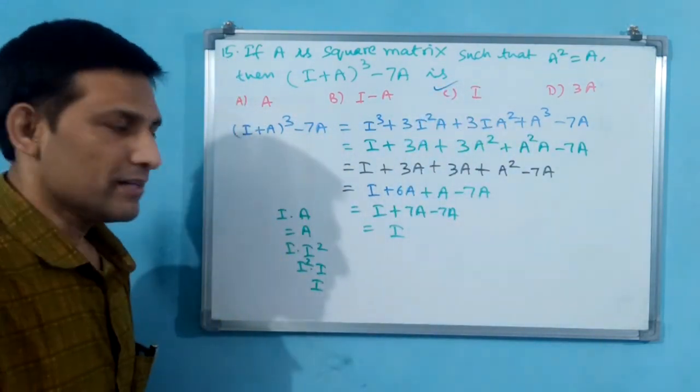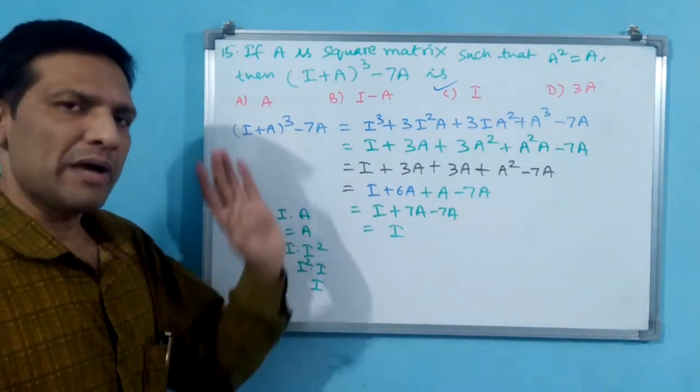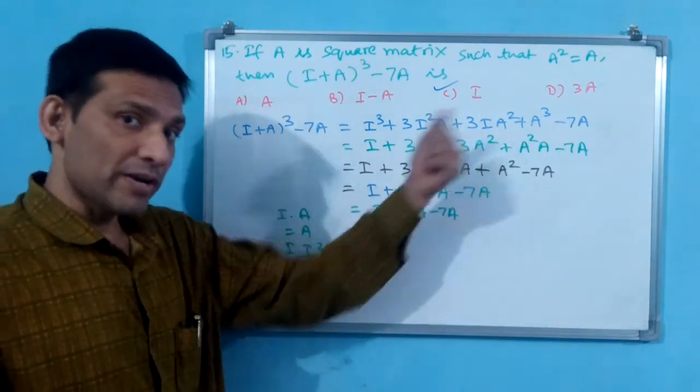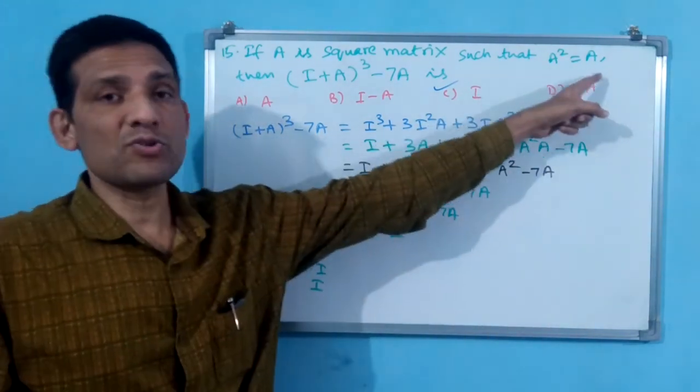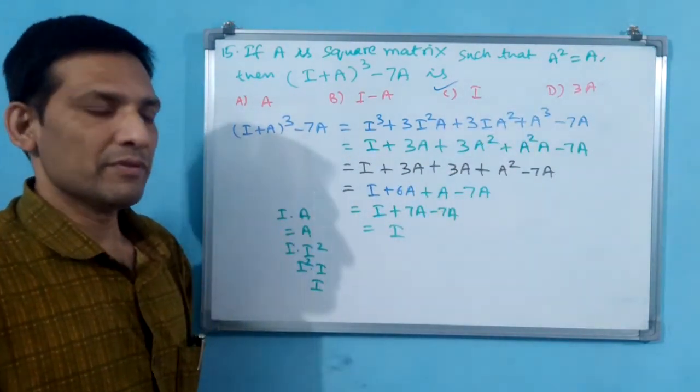You understand? The concept is I square, I to the power of 4, I to the power of whatever it may be, I only will come. I into A, I only will come. I into A square will come, but that A square is equal to A, so in the next step you have to write A in place of A square. Like that you have to write.